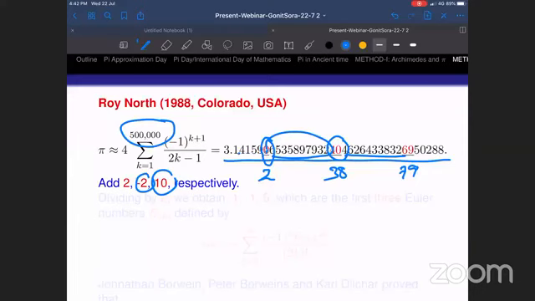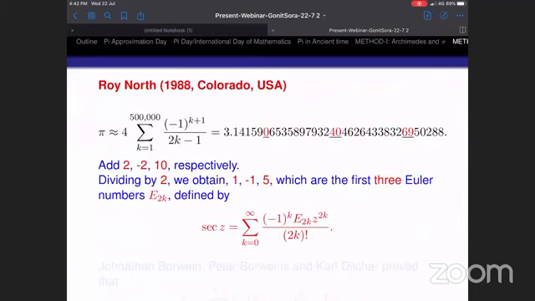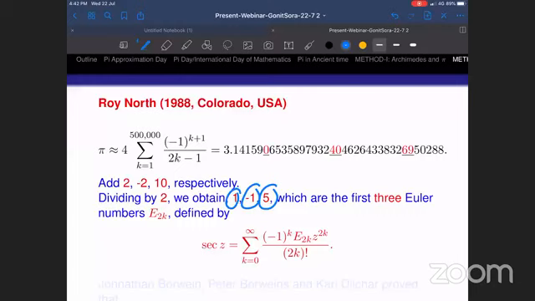And actually, they took it and divided by 2, and we obtain that this is 2, minus 2, 10. This is 1, minus 1, 5. And these are the first three Euler numbers. Okay. And what are Euler numbers? Euler numbers are defined by the Taylor series expansion of secant of z. And we know that secant of z is an even function. So therefore, only the even coefficients will be non-zero. So these are the non-zero coefficients. And E of 2k, these are the Euler numbers.